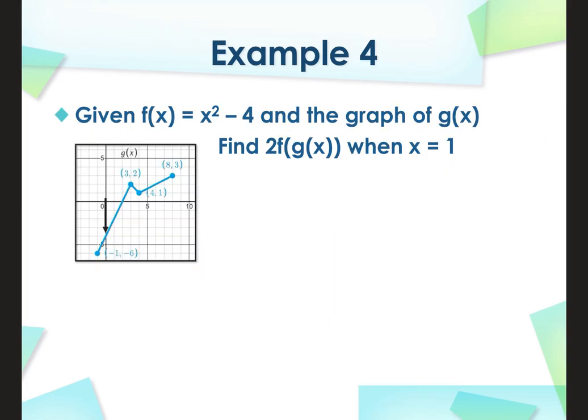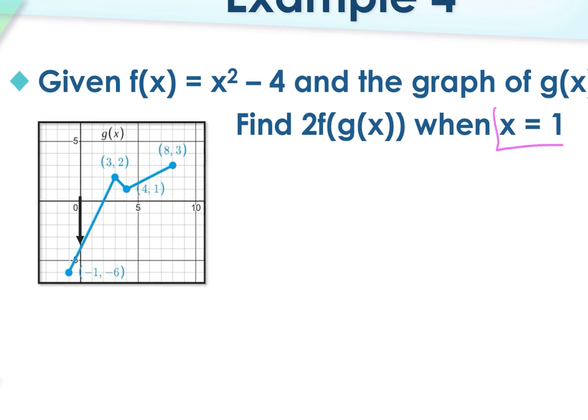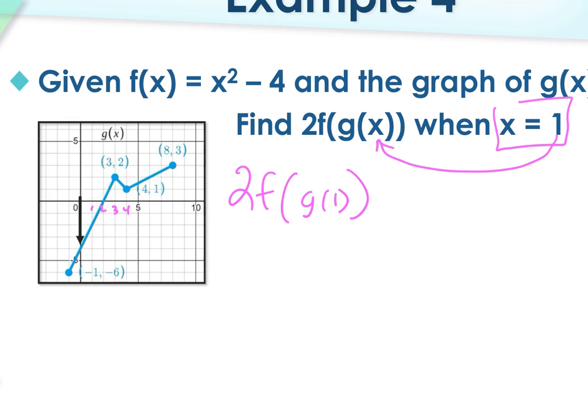All right. Example 4 says given f of x equals x squared minus 4 and the graph of g, find 2f of g of x when x is 1. So it's telling you x is 1. I'm going to take that 1 and plug it in. I'm going to find 2 of f of g of 1. And what am I going to find first? G of 1. G is the graph, right? So I go to where g is 1. Now this would be 1, 2, 3, 4. It actually tells you g of 1 is here, which would be what? Negative 2. So then 2 f of negative 2 is what I have next.